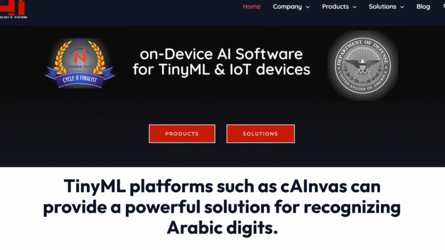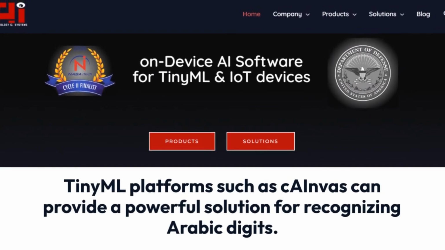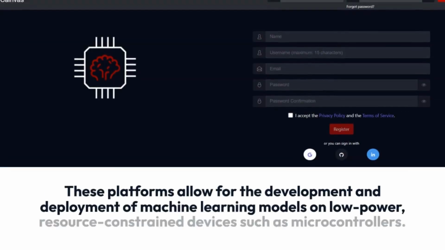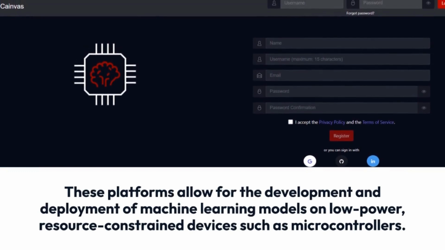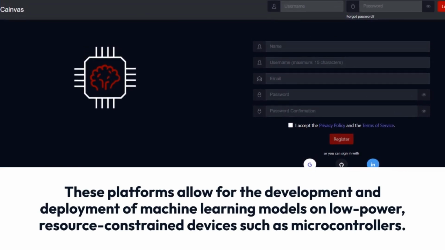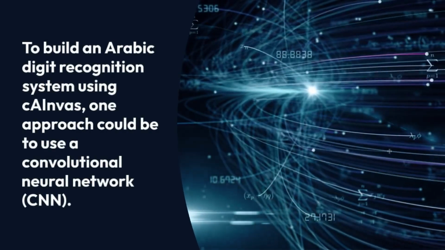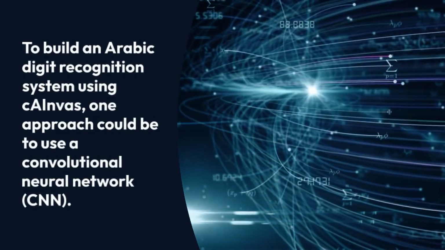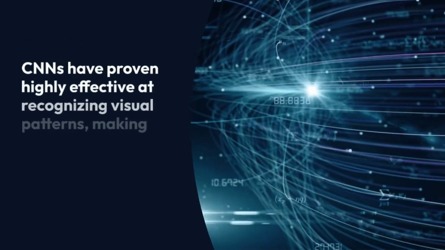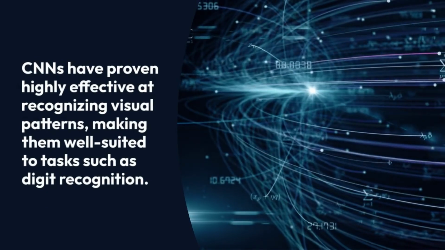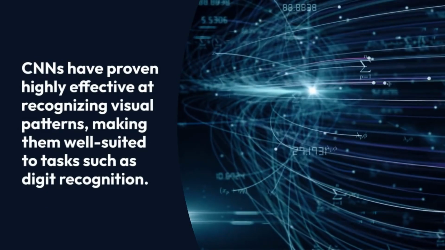TinyML platforms such as Cainvas can provide a powerful solution for recognizing Arabic digits. These platforms allow for the development and deployment of machine learning models on low-power, resource-constrained devices such as microcontrollers. To build an Arabic digit recognition system using Cainvas, one approach could be to use a convolutional neural network. CNNs have proven highly effective at recognizing visual patterns, making them well-suited to tasks such as digit recognition.